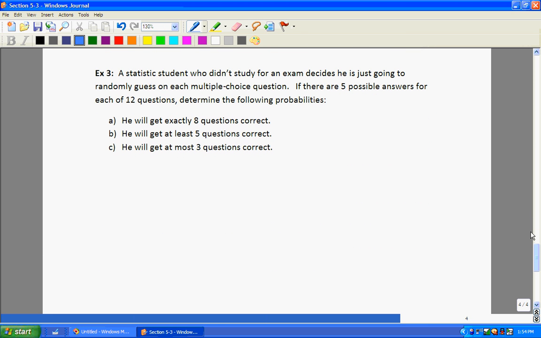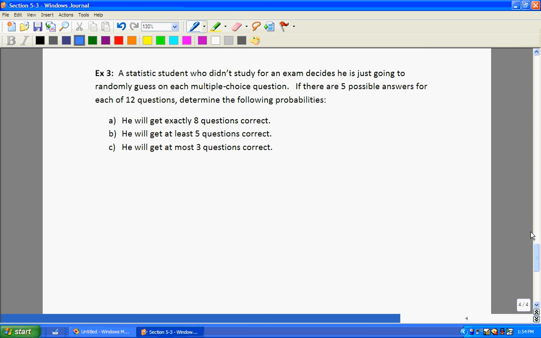Example 3. A statistics student who didn't study for an exam decides he is just going to randomly guess on each multiple choice question. If there are 5 possible answers for each of 12 questions, determine the following probabilities.